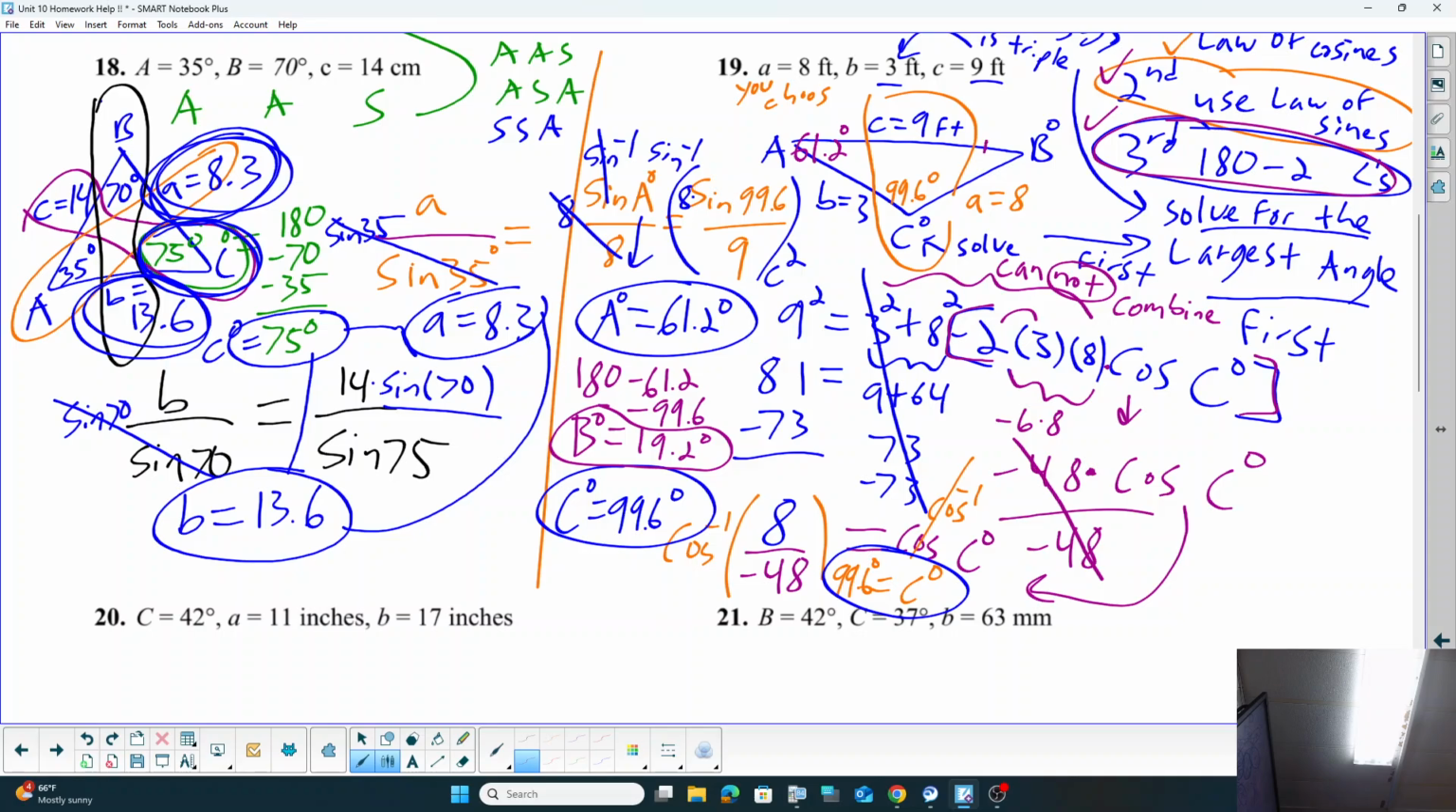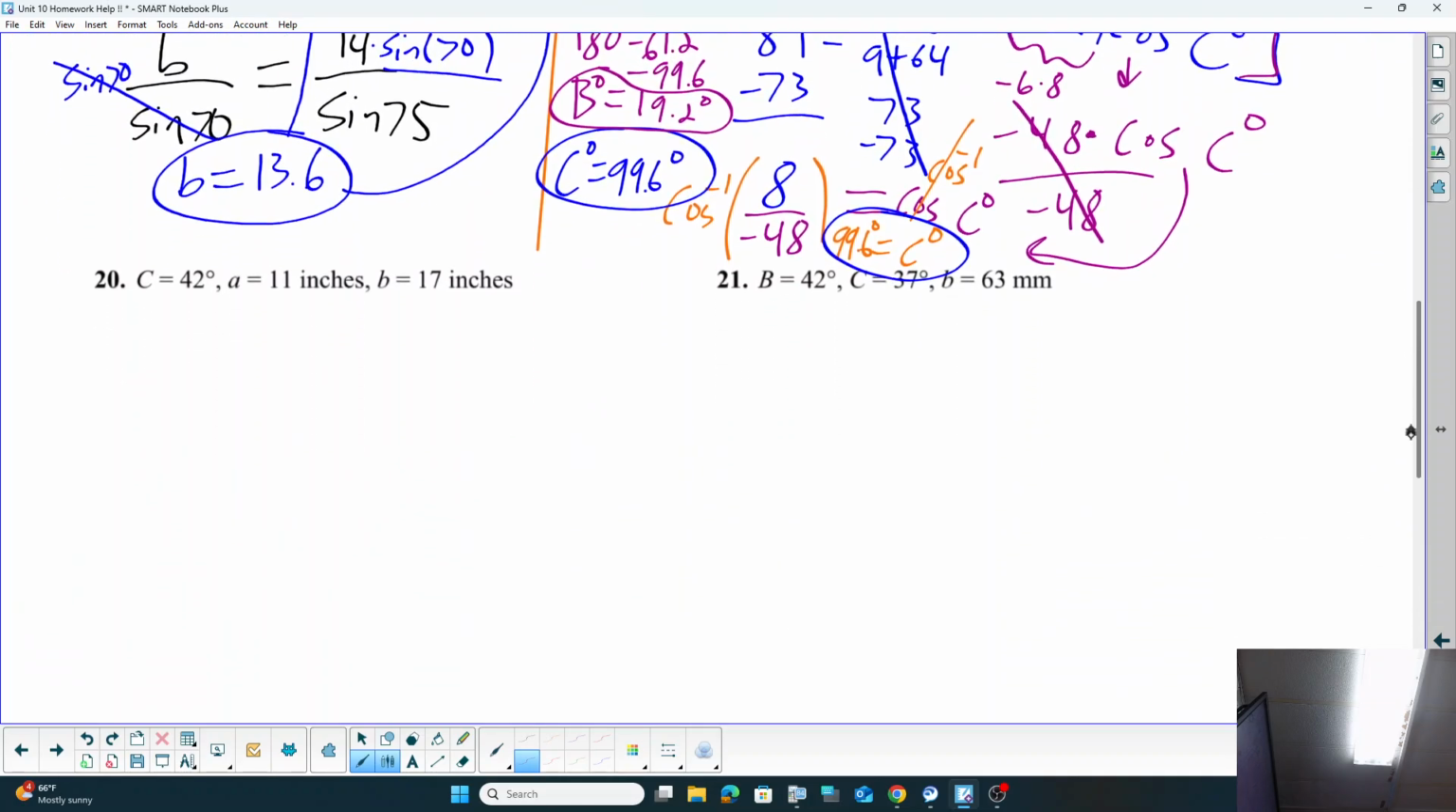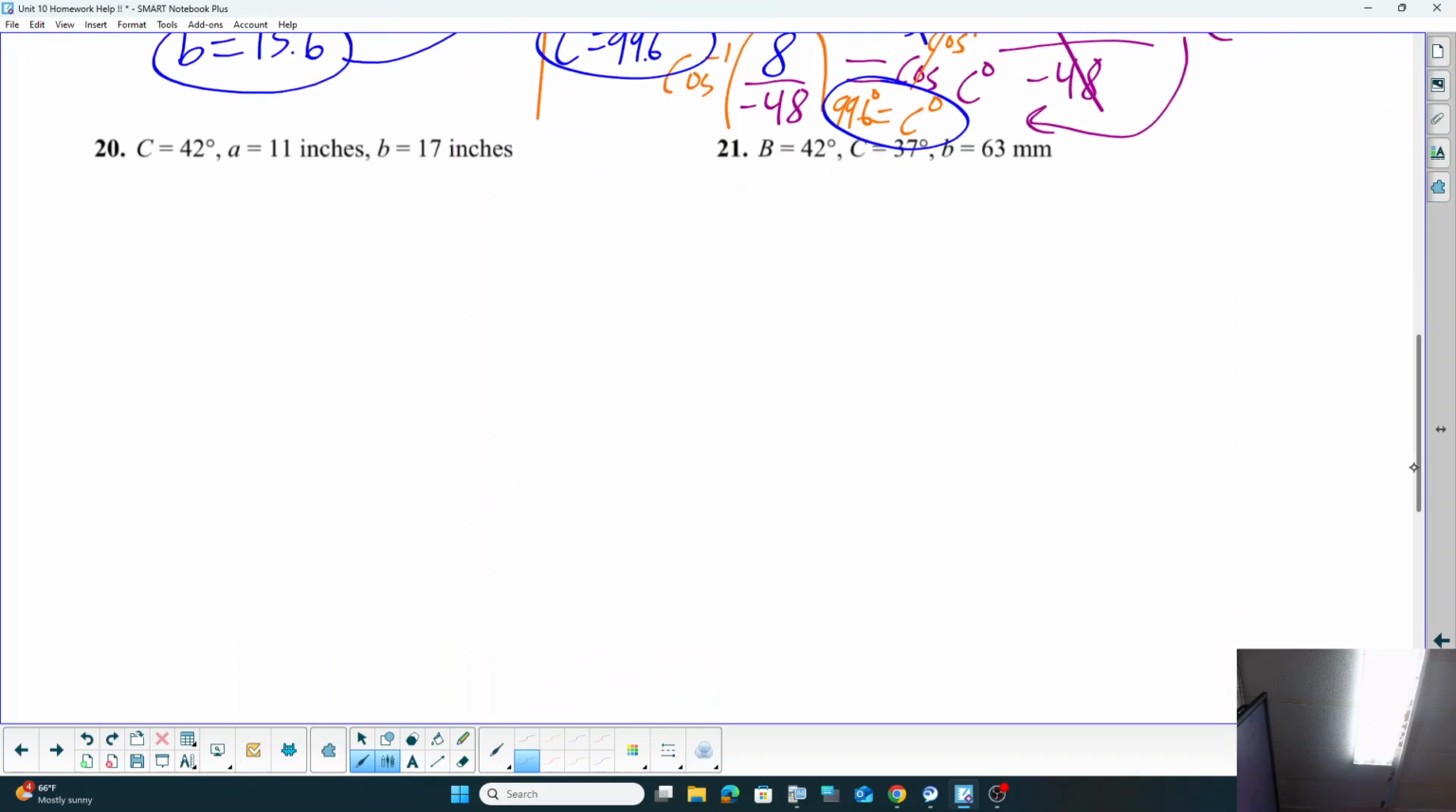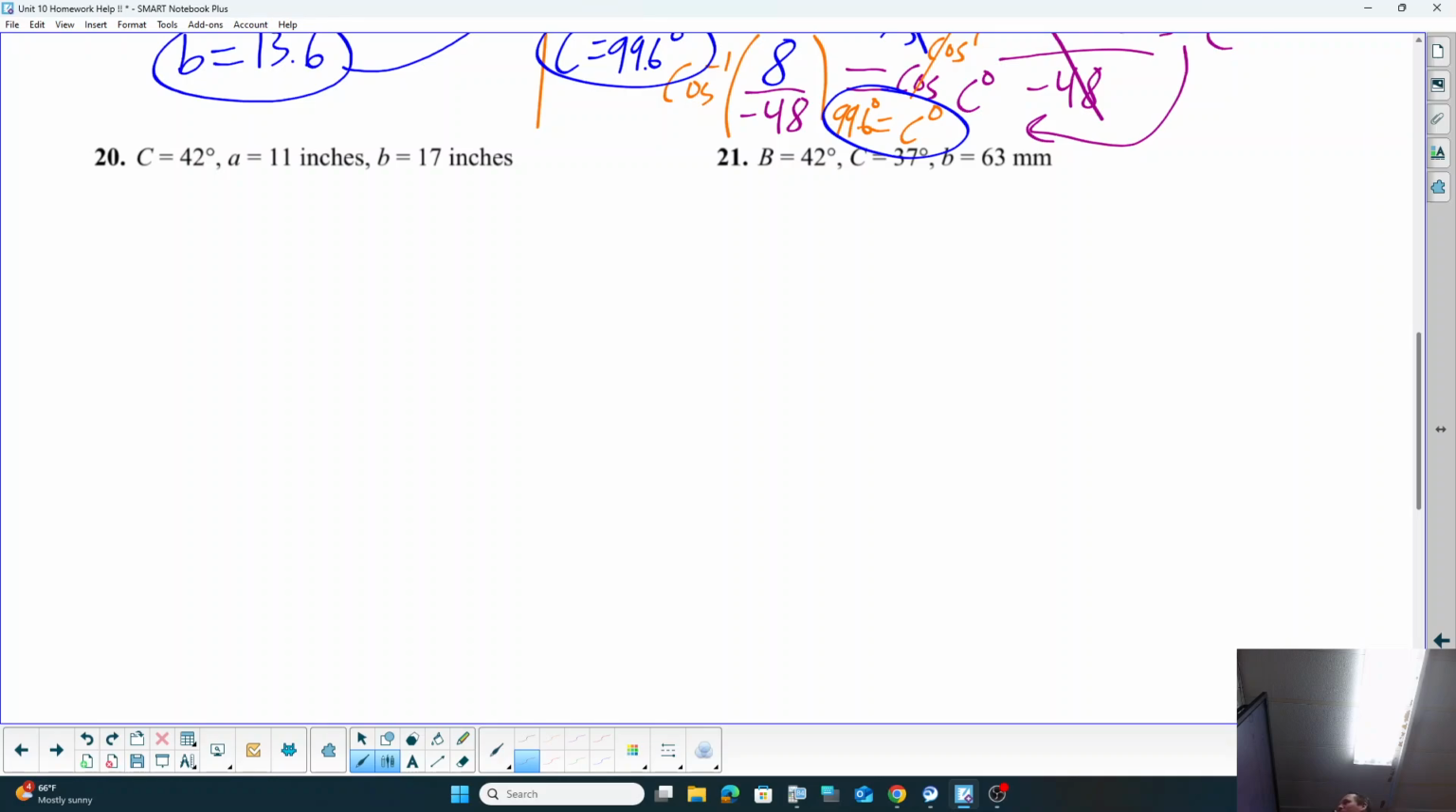And B was 19.2 degrees. We did it. Side, side, side. It was tricky. But we did it. So now we need to do the side angle side for number 20. And then number 21 is angle side, and that's pretty easy. Just use law of sines a few times, like twice. So that was not too bad.